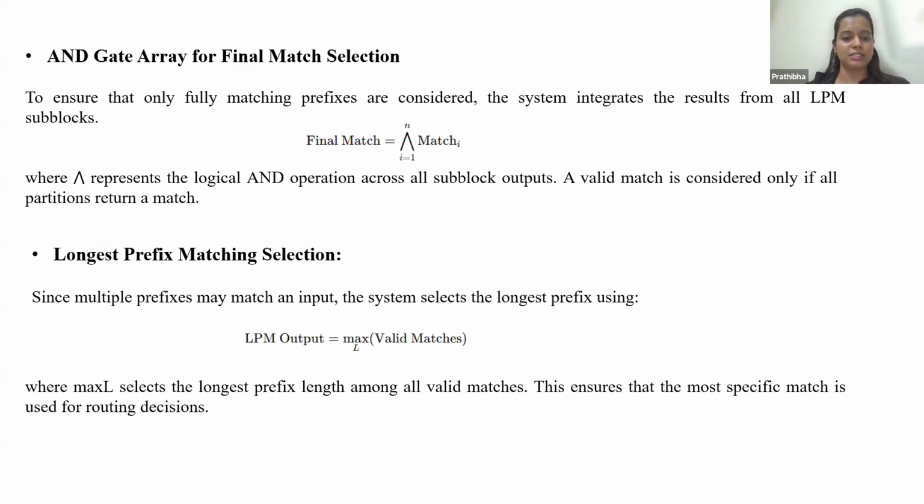And in the longest prefix matching selection, we have chosen multiple subblocks. This is the formula that we are going to use for the valid matches. Once it matches, we'll get the final output. In the parallel search, LPM, and AND gate logic, mainly this AND gate array ensures that in prefix matching, all partitions are considered to be valid.